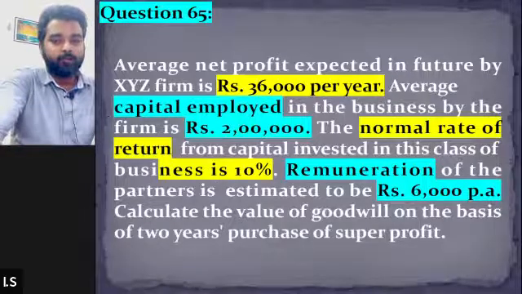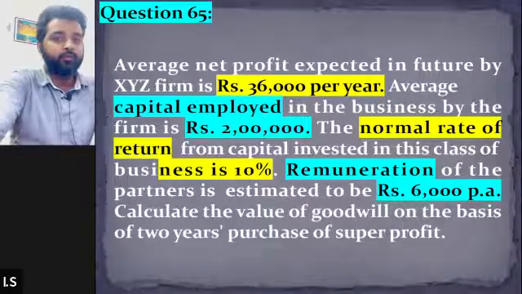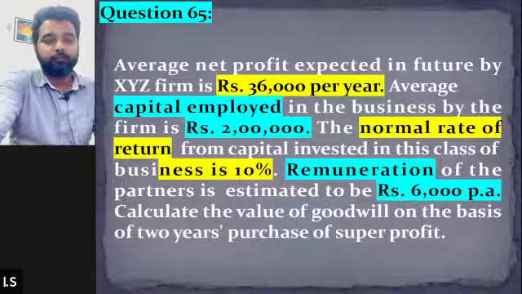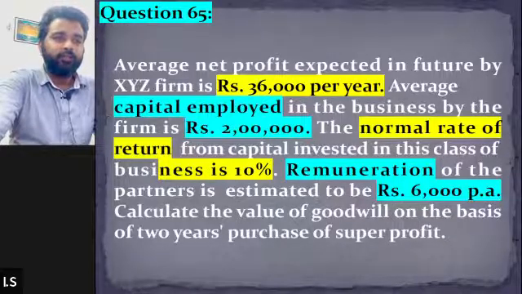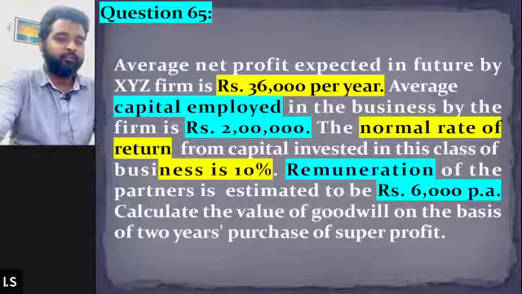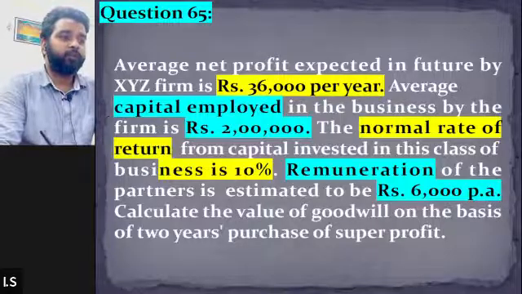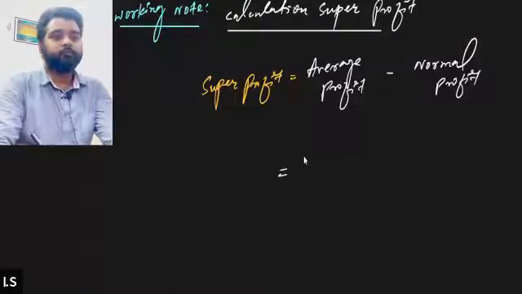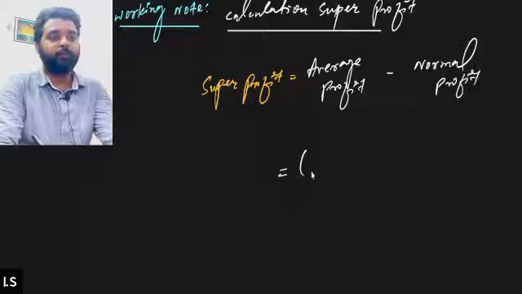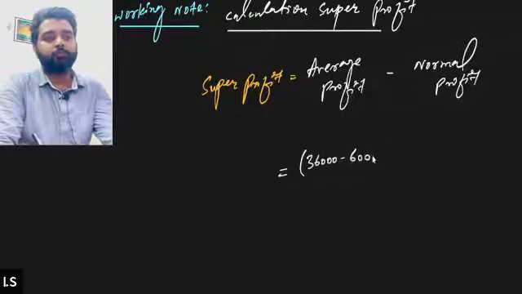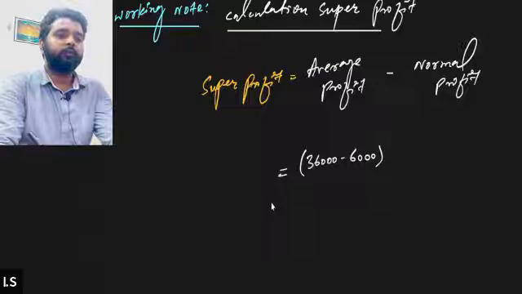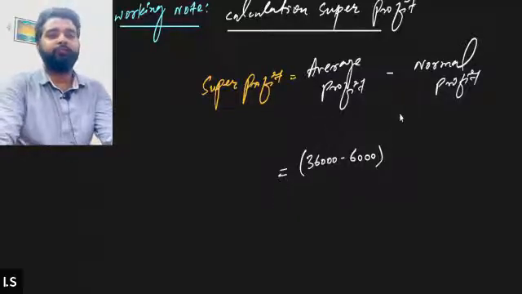But since the information about the remuneration is given in the question, that means remuneration is not yet deducted out of the profit. So we need to deduct the amount of remuneration out of this profit so as to find out the average profit of the firm. So 36,000 minus 6,000, this will be our average profit. In order to find out the average profit, I'm subtracting 6,000 out of 36,000.